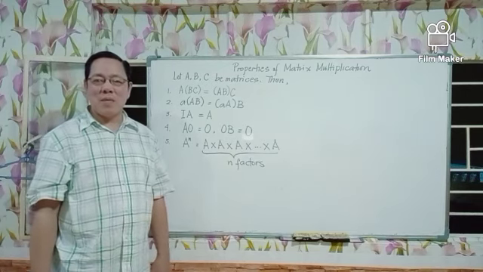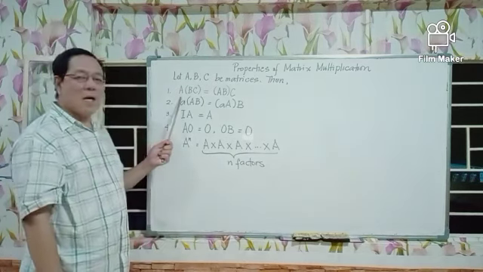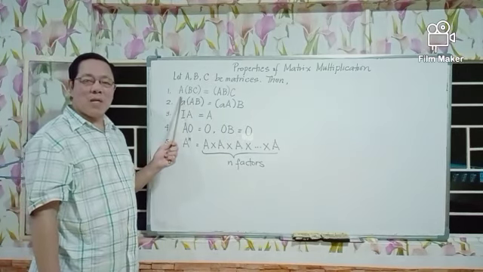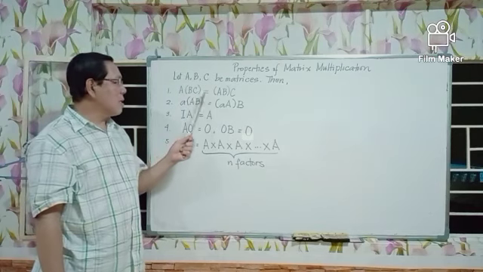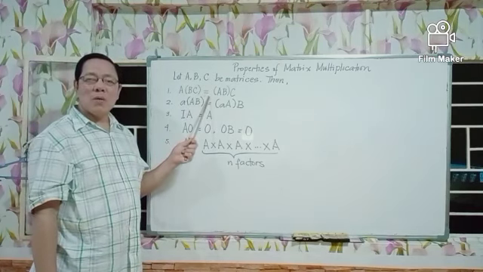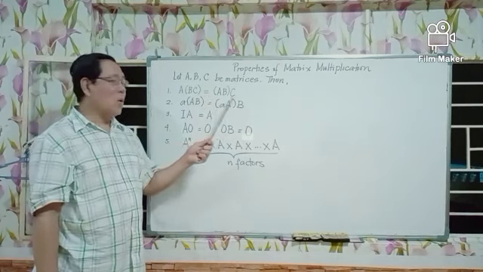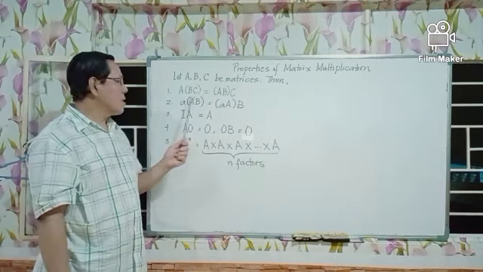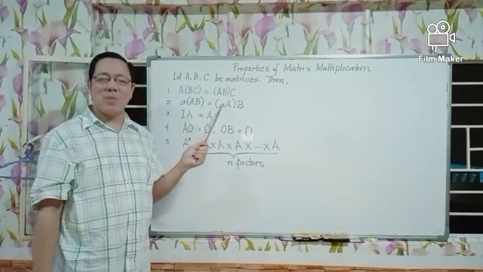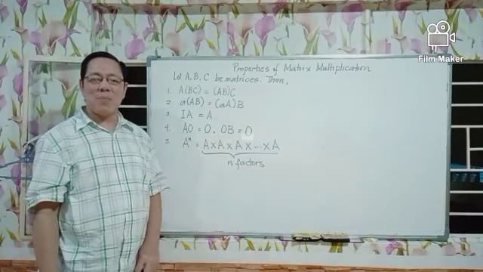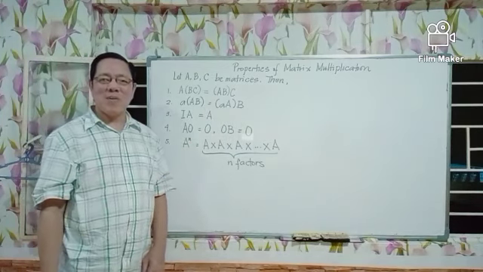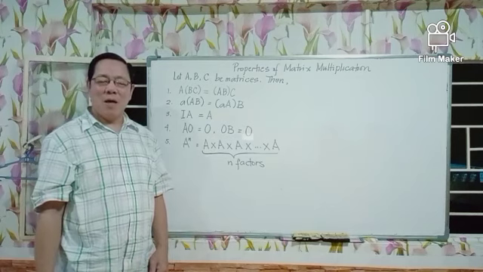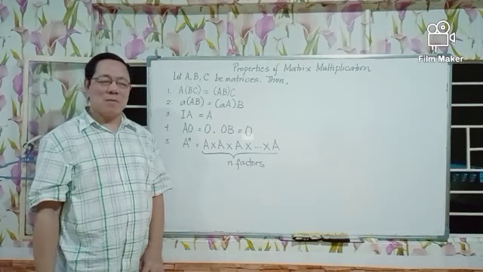And the first property says that A times quantity BC, or A times the product of the matrices BC, is equal to quantity AB times C, or the product of AB multiplied by matrix C. And this property of matrix multiplication is the associativity property. That is, multiplication of matrices satisfies the associative property.